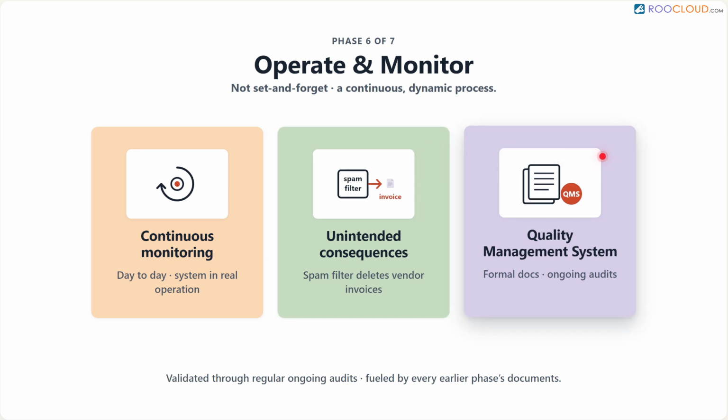To catch this, you rely on a quality management system. A quality management system is a formal, heavily documented framework that proves you are continuously meeting industry regulations. You fuel this system using all the technical and risk documents you created in earlier phases, and you validate it through regular ongoing audits.